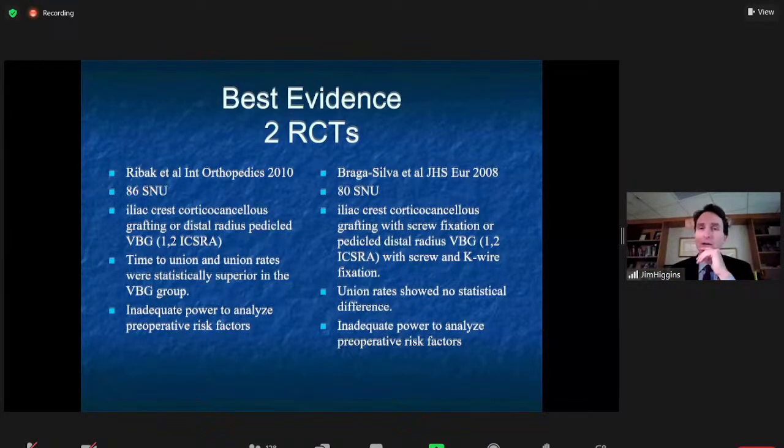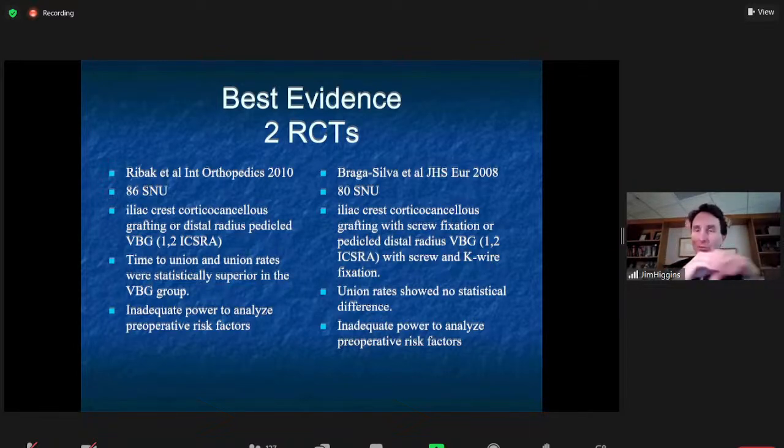So I would say to you, there are actually 2 randomized controlled trials, because whenever you get in any of these talks, the answer is, well, boy, it wouldn't be great if we had a randomized controlled trial. And as it turns out, there are 2. I was surprised when I culled through the literature. They're both 1,2 ICSRA versus non-vascularized bone grafting. One showed no significant difference between the union rates, and the other one actually showed a slight advantage in the vascularized bone grafting over non-vascularized bone grafting.